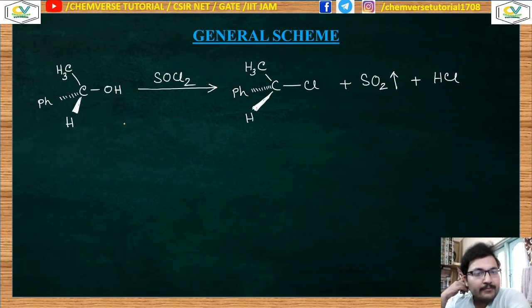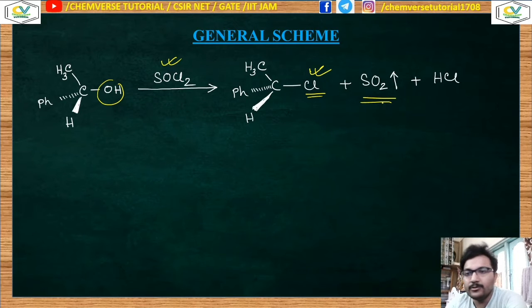The general scheme for this reaction is denoted over here. This is our substrate, the alcohol, a secondary alcohol, and SOCl2 is the reagent. This reacts to produce a chlorinated product where the OH group is substituted by chlorine and SO2 gas is evolved. Whenever a gaseous species is formed after the reaction, the reaction becomes entropically favorable. Okay, so this is an entropically favorable reaction, and SO2 and HCl are the byproducts.